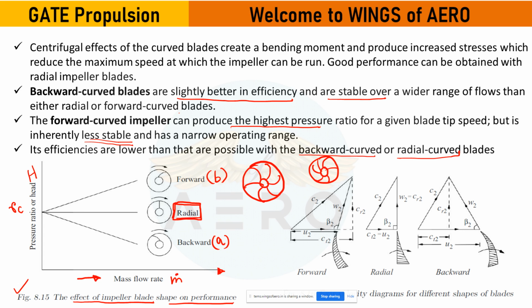Otherwise, you might have a question. Here I've said where the efficiencies are lower, and here this one is having a better pressure ratio. So the pressure ratio for the forward curve. I'm not talking about the overall one. Here I'm discussing only the impeller alone, because if the overall pressure ratio is high, the efficiency will be high. But since the backward curve is less, it doesn't mean the overall efficiency will be low.